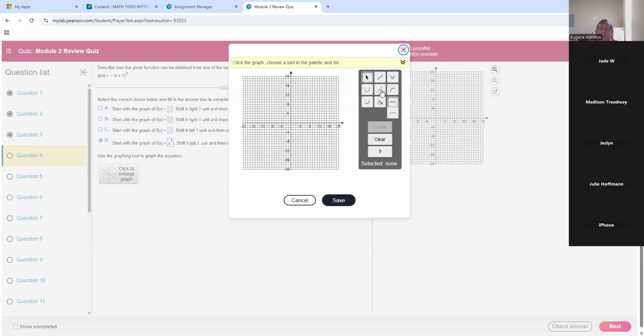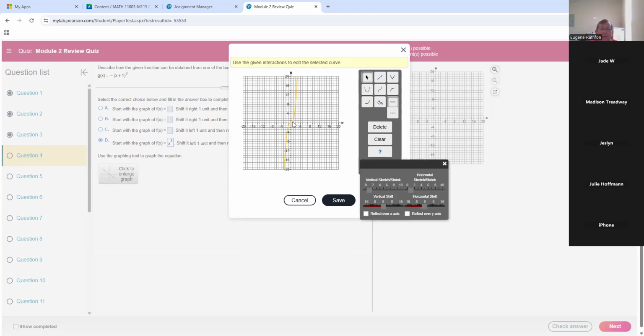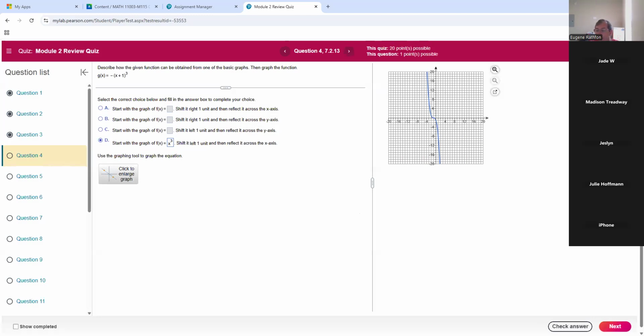All right, so the x cubed, the second one on the second row says x cubed tool, so click that. Click anywhere on the graph. It's going to start it in the middle. And we went 1 unit left, so take your horizontal and go left 1 unit. And then reflect it over the x-axis. So see, when I click that, it went downhill instead of going uphill. All right, so you save that and then hit next.